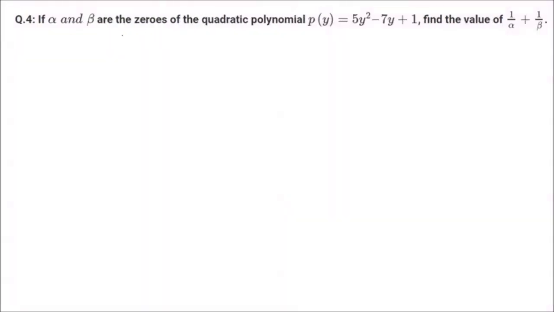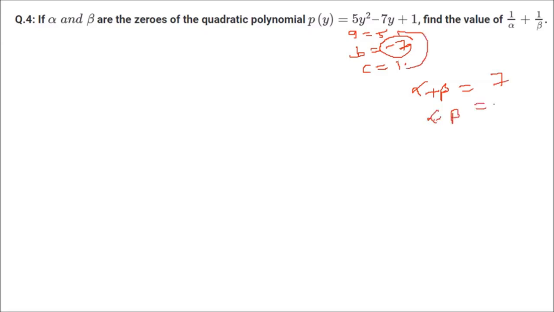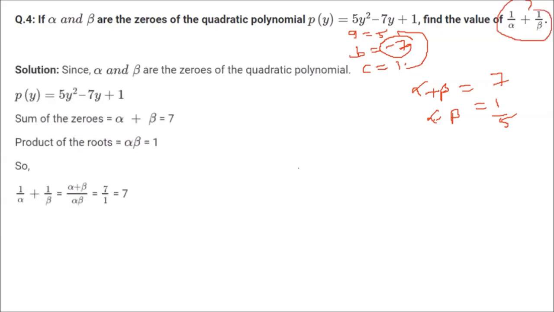So alpha and beta are the zeros of the quadratic polynomial. This one, 1 by alpha plus 1 by beta has to be found out. So here A is 5, B is minus 7 and C is 1. So what will be alpha plus beta? Minus B by A, minus of minus 7 by 1. So 7. Alpha into beta will be equal to C by A, 1 by 5. This 1 by alpha plus 1 by beta can be written as, multiplying beta with 1 and alpha with 1, alpha plus beta by alpha beta. Now the denominator, alpha beta.